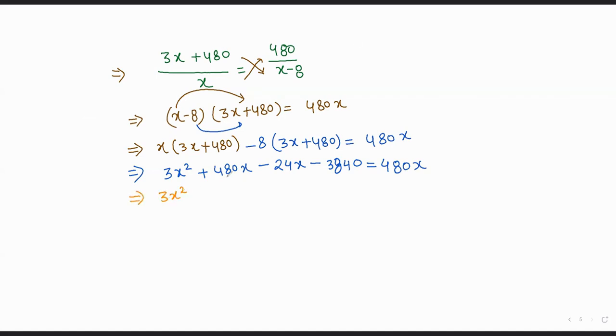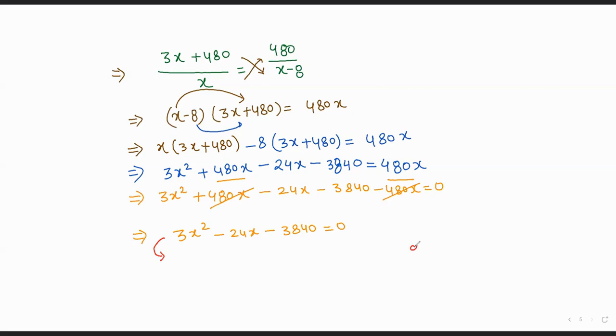So now we can easily write here the first quadratic term, then we can see this will cancel out, or let's write first 3840 minus 480x equal to 0. So this term will be cancelled out. The remaining terms are 3x square negative 24x negative 3840 equal to 0. Now we can again simplify this one. We can divide this whole equation by 3.